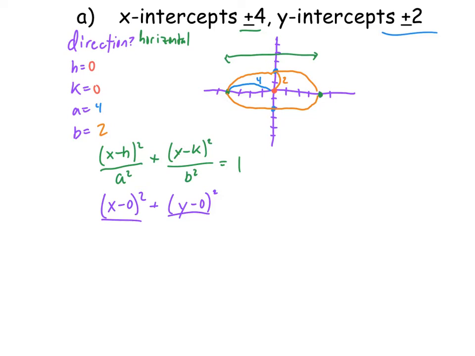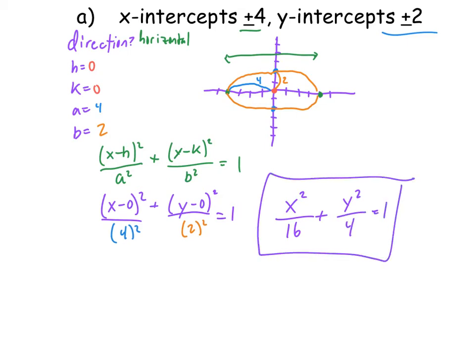We found out that a was 4, so 4 squared under x, and then b was 2, so b squared, 2 squared under y. Oops, I forgot to write equals 1. So as we simplify that, that'll just be x squared over 4 squared, which is 16, plus y minus 0, so y squared over 2 squared, which is 4, equals 1. Always equal to 1. So there's the equation for that first graph, or first set of constraints.